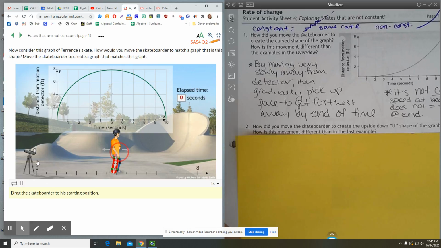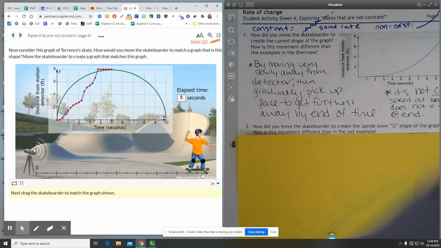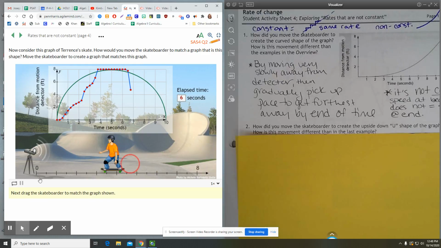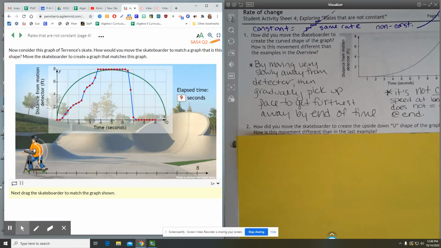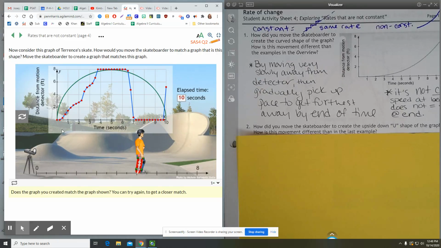So again, if I play around with it, I'm going to bring him back here. I know if I do my steady line, that gets Terrence away. Well, I know if I'm up here, to get him back I'm going to have to bring him back. Now, I'm going to have to work on my graphing ability here. But you see, I got to move him all the way away. By 5 seconds, he is all the way back.